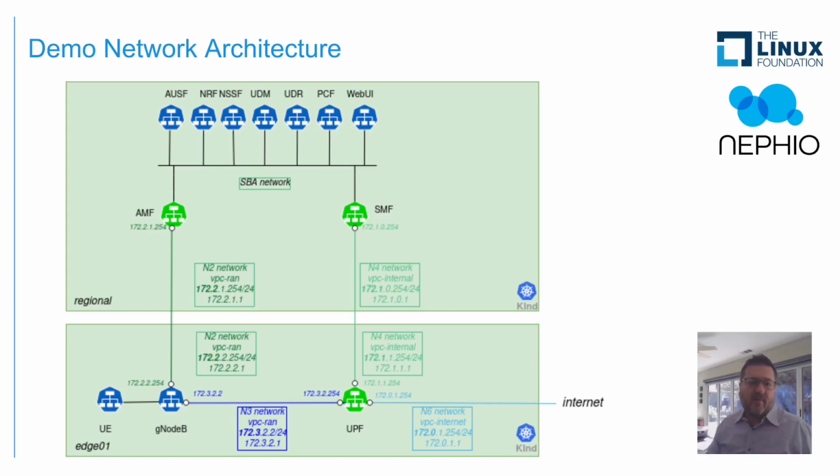And then we have two edge clusters. We only show one in this diagram, but two edge clusters running your UPF, and one of those edge clusters also is running a simulated UE and gNodeB. And then you can actually make a call through this. All of these IP addresses that you see on the screen, those are all allocated automatically through the tool.